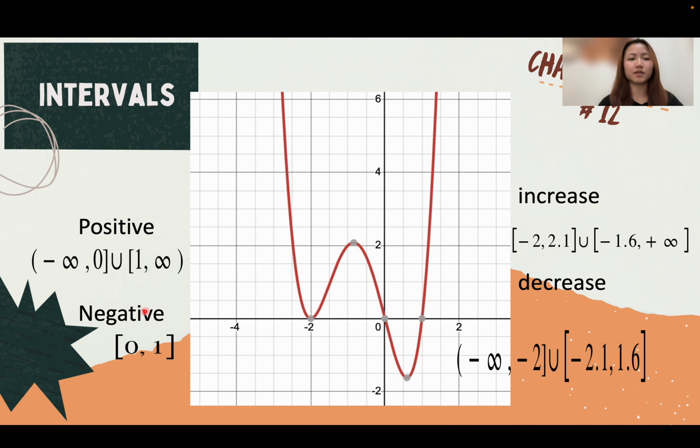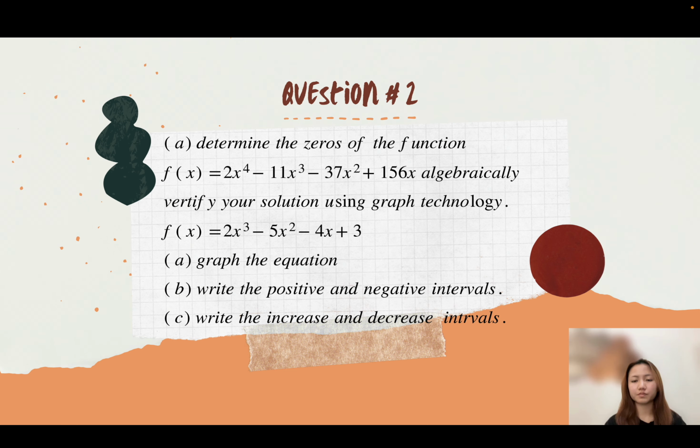And then positive, negative, increasing, decreasing intervals. Positive means bigger than 0. This one here is positive. Negative is here. Increasing means the line is going up. Decreasing means the line is going down. And now we are going to talk about the questions. The second question is like this.